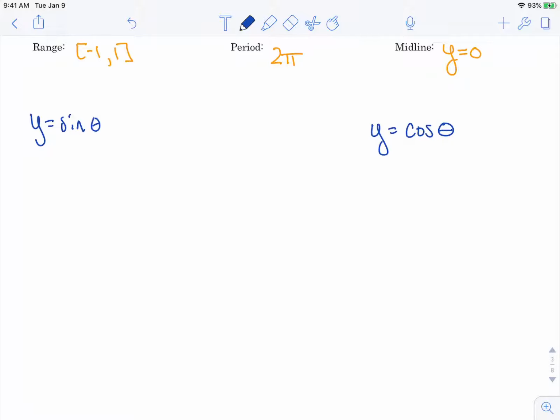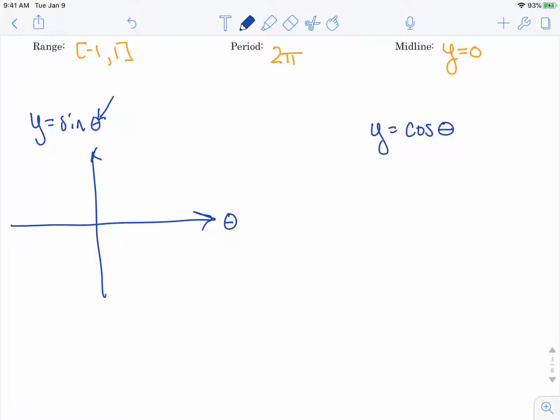And so I'm going to give myself a Cartesian plane. Label it, please. So my inputs for this is theta. So I'm going to label my x-axis theta, since that's what my input is. It doesn't say sine of x, so it's not an x-axis. And then this is my output. I'm going to do the same over here.